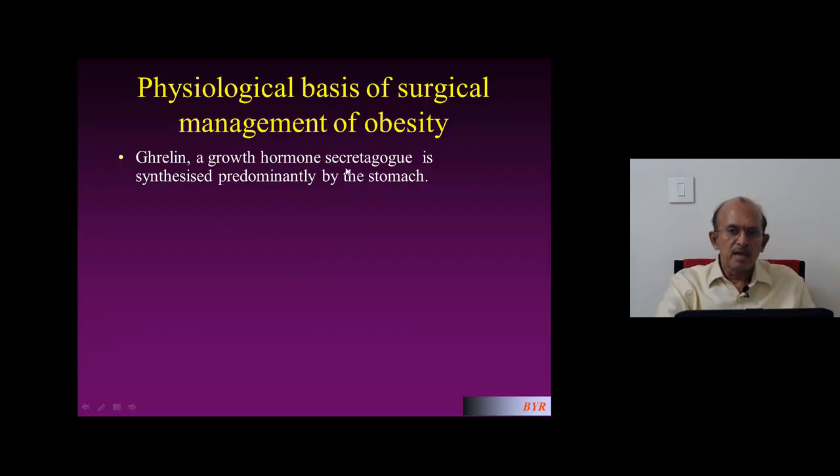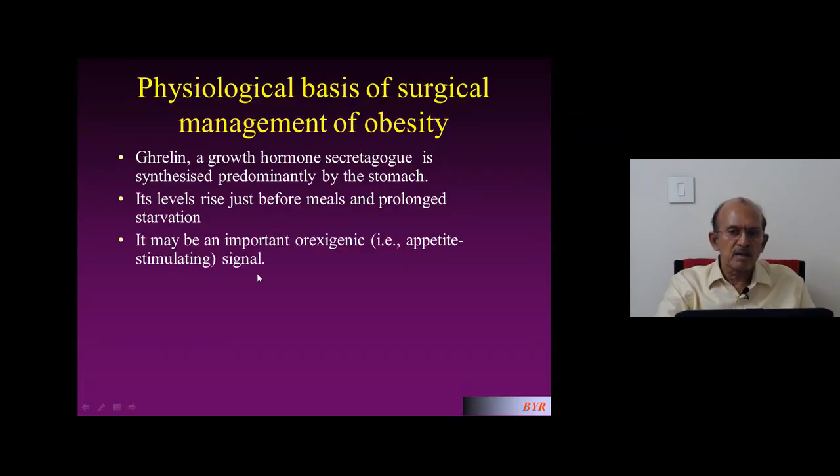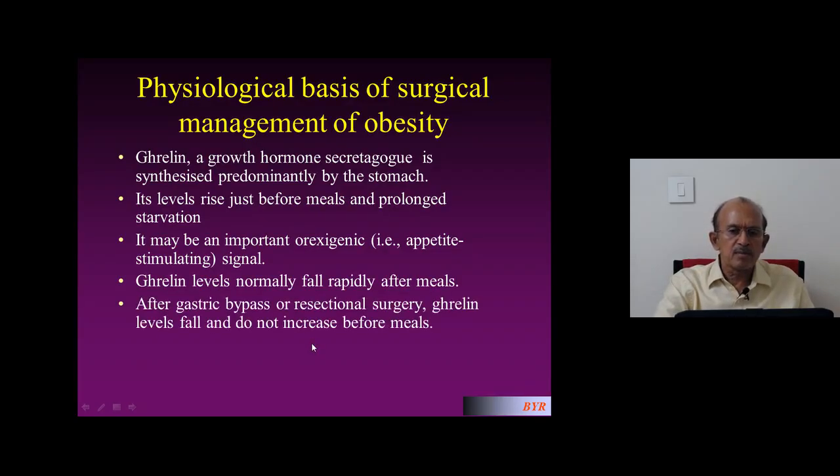A growth hormone secretagogue is synthesized predominantly by the stomach. Its levels rise just before meals and before prolonged starvation. It is an important orexigenic, that is, appetite stimulating agent. Ghrelin levels normally fall rapidly after meals.